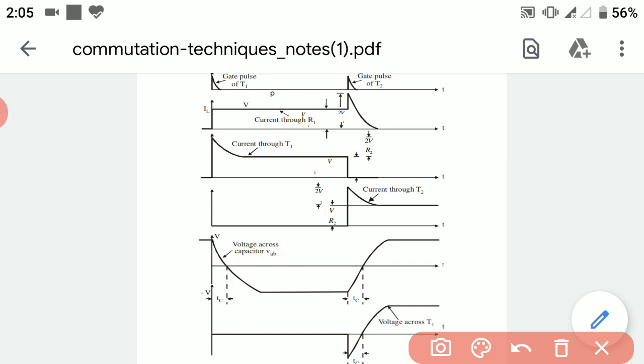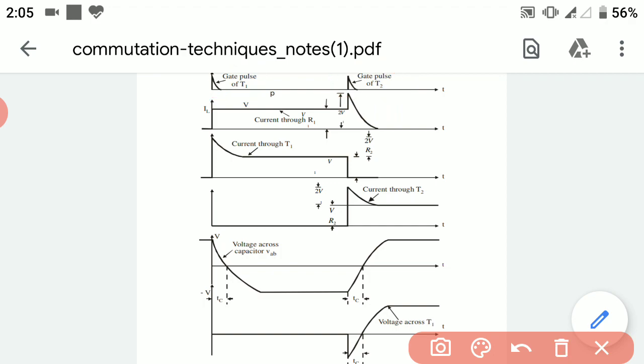In the first waveform you can see that the thyristor T1 is turned on at this instant and thyristor T2 is turned on at this instant. If T1 is turned on, T2 will remain off, and if T2 is turned on, T1 will remain off.